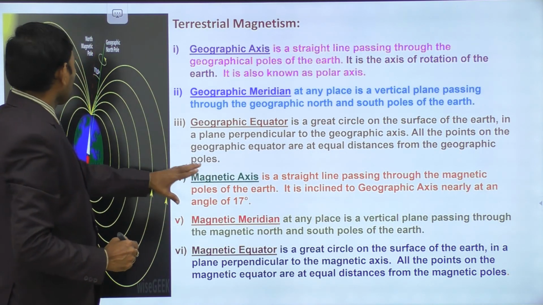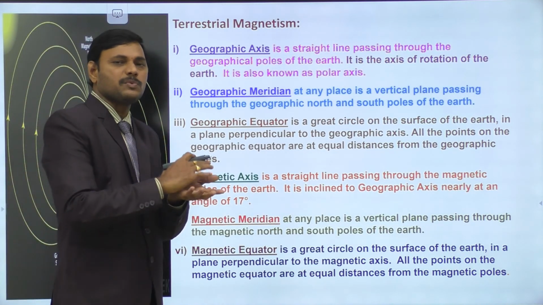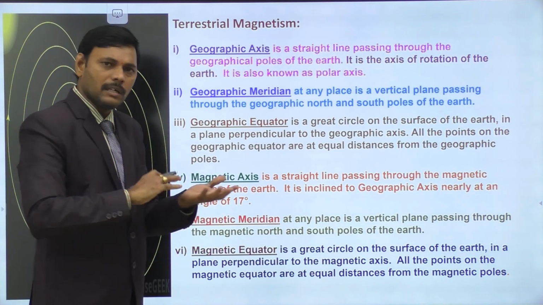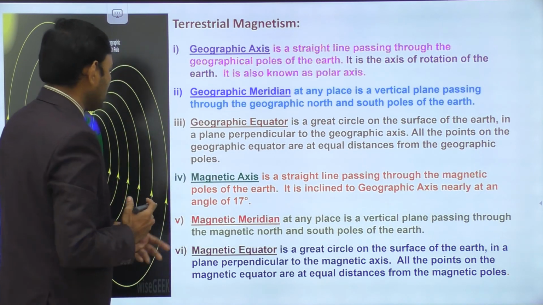It is making 17 degrees. So from time to time it is changing. It may change from 9 degrees to 17 degrees. In the course of time, the angle between magnetic axis and geographic axis is also changing.